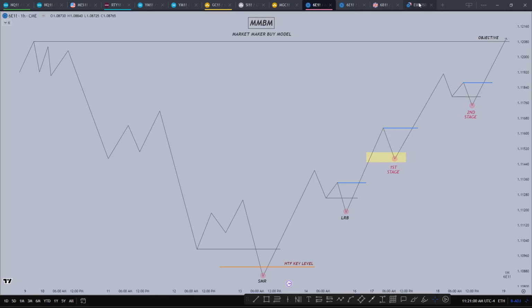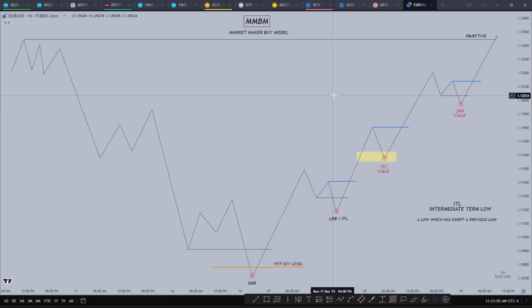Okay, on to the last slide. Now everything same. SMR, just don't read this ITL for the moment. SMR after hitting the relevant key level, price rejecting low, sell side of the curve to buy side of the curve. The next relevant leg, zeroth leg, which is LRB, making price go up. 0, 1, 2, first stage, second stage, LRB.